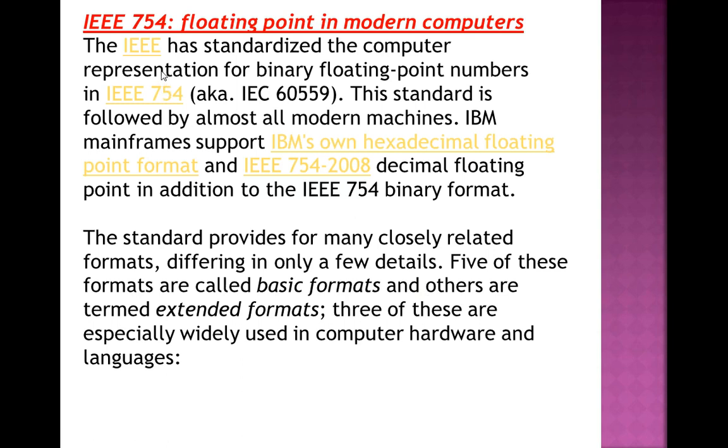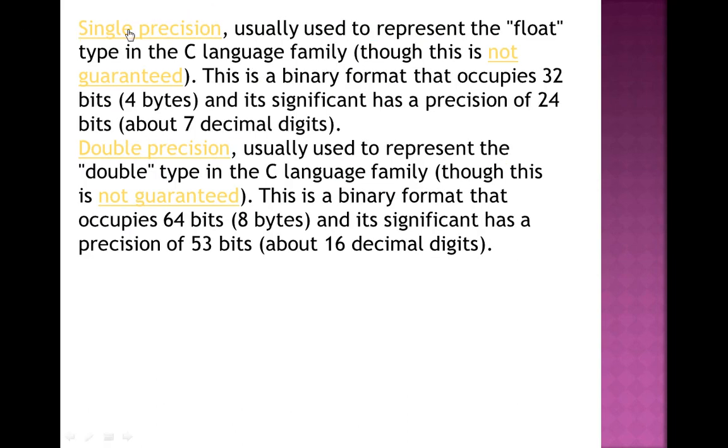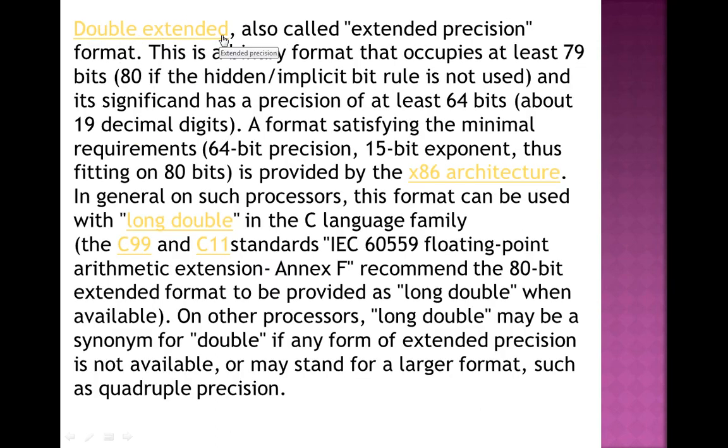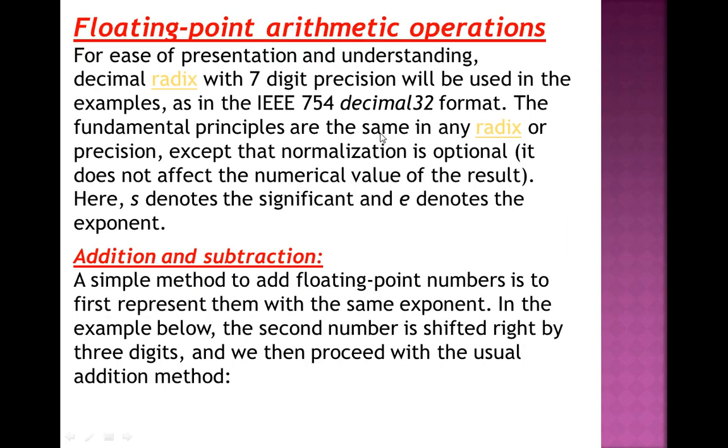Then IEEE 754 floating point number, the standard, where IEEE provides the facility to represent floating point numbers. We also studied how IEEE provides the facility for basic formats as well as extended formats. There are 3 types of formats: single precision, double precision, and double extended, that is extended precision. Then we also talked about floating point arithmetic operations, meaning the operations used for floating point numbers like addition, subtraction, multiplication, division.